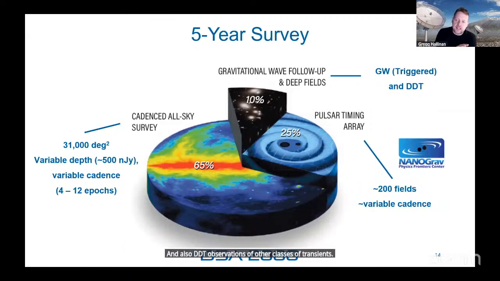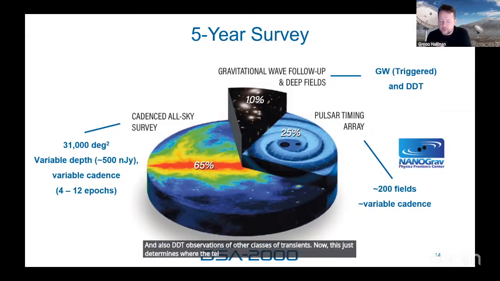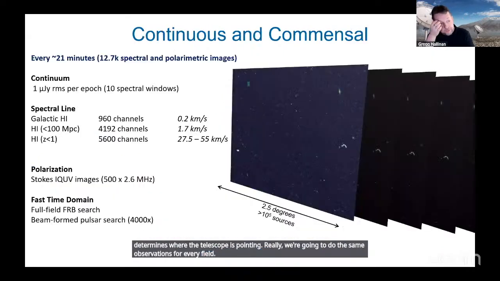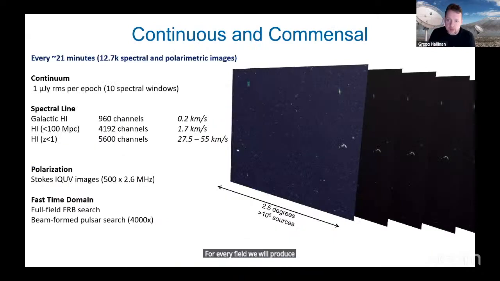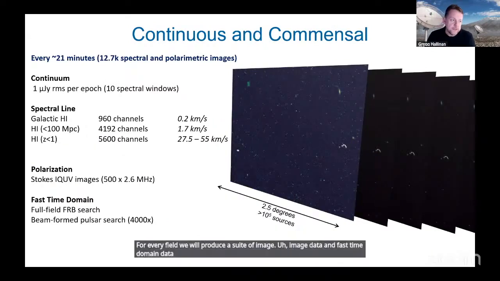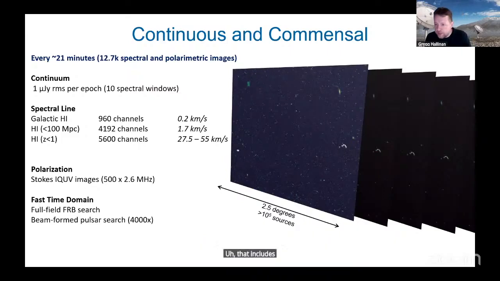Now, this just determines where the telescope is pointing. Really, we're going to do the same observations for every field. For every field, we will produce a suite of image data and fast time domain data, all commensally. That includes a continuum data set for each observation of about a microjansky.